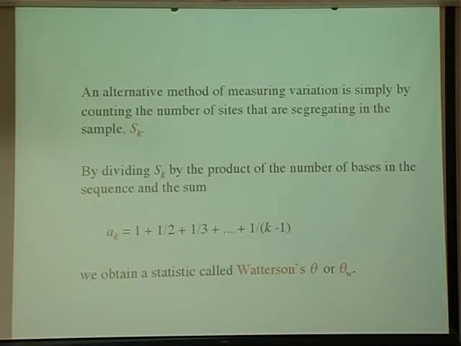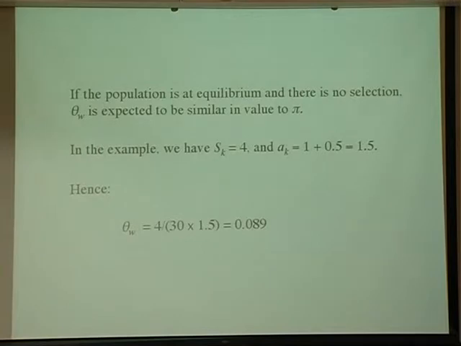So if you read the population genetics literature, you'll see Watterson's theta or theta sub W, or sometimes people just call it theta. And it's this measure: number of segregating sites, divided by the number of bases in the sequence and by Watterson's factor. So let's do the sums here. As we'll see, if the population is at equilibrium and there's no selection, theta W should be fairly similar to pi in its value. Mathematically, the expectation, the average over a large number of independent evolutionary replicates, of theta is the same as the expectation of pi.